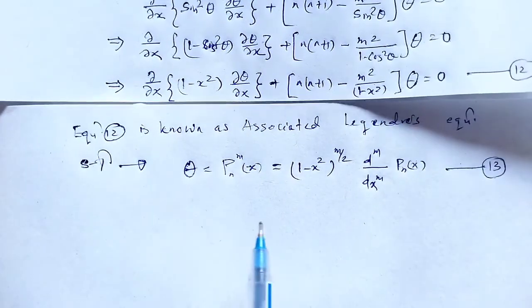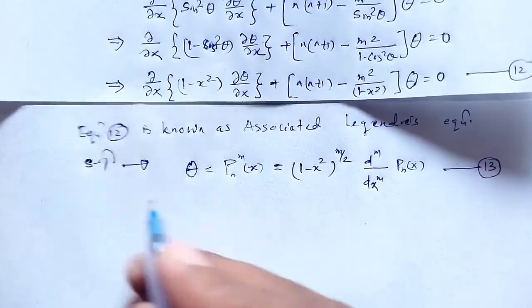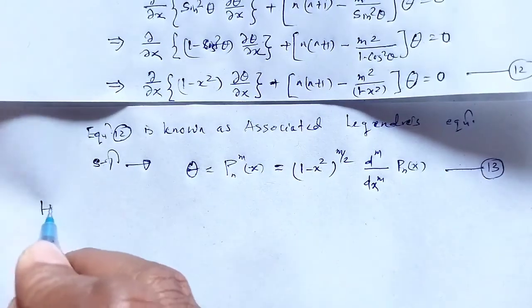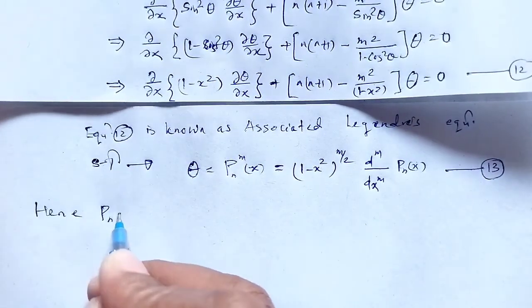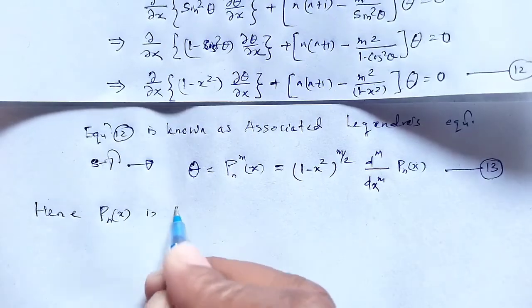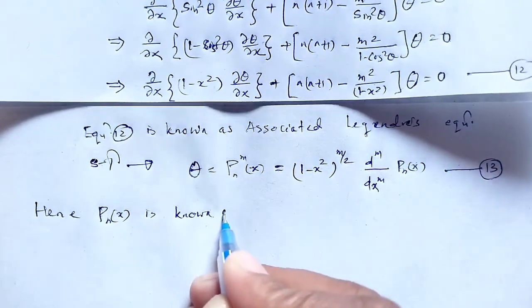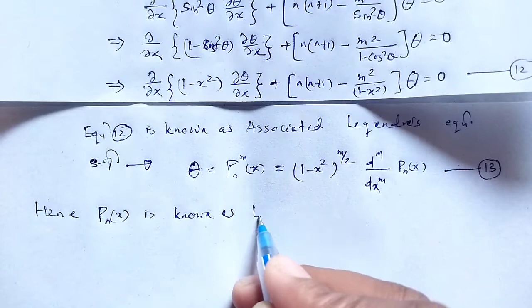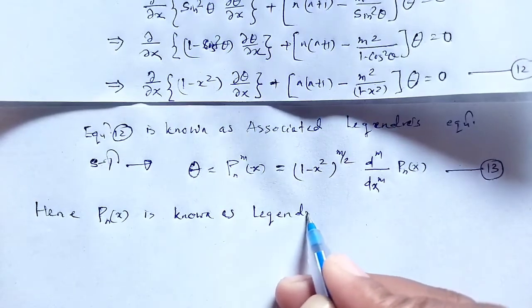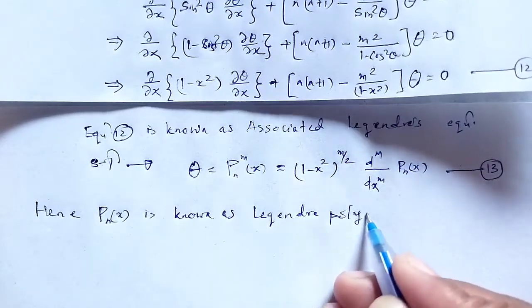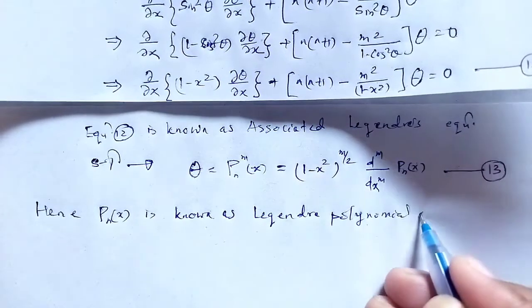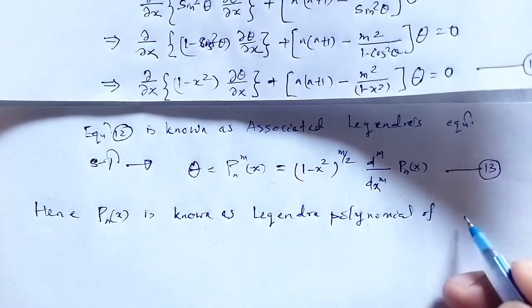Hence P n of x is known as the Legendre polynomial of degree n.